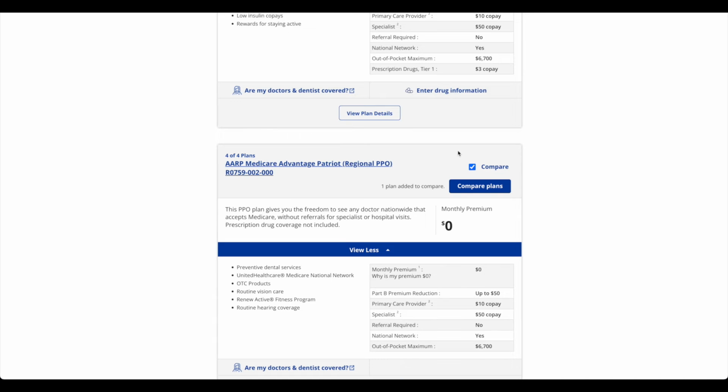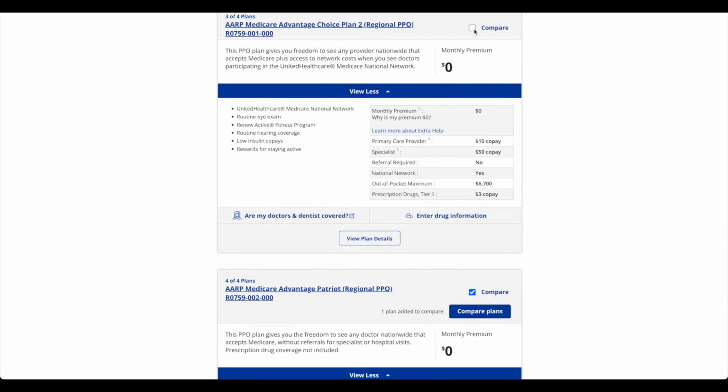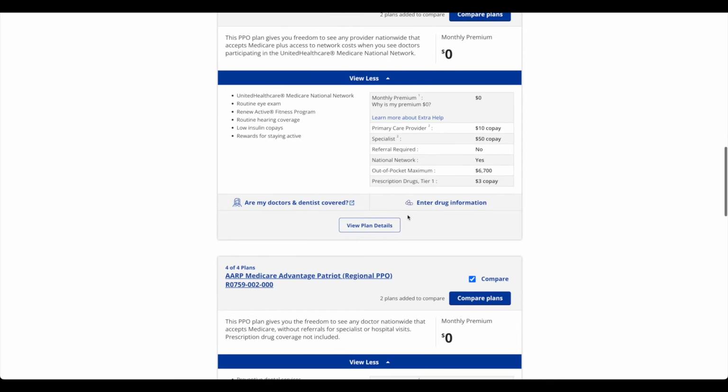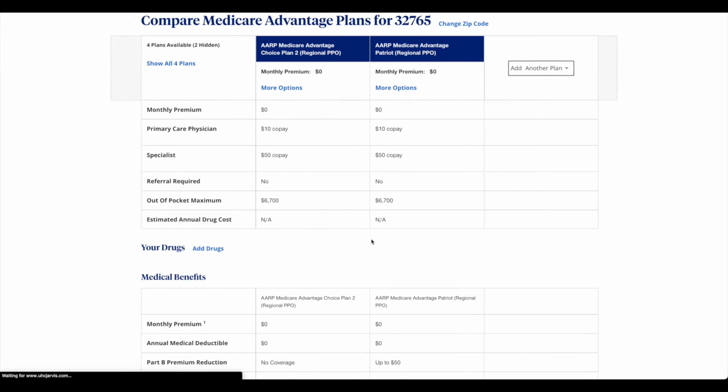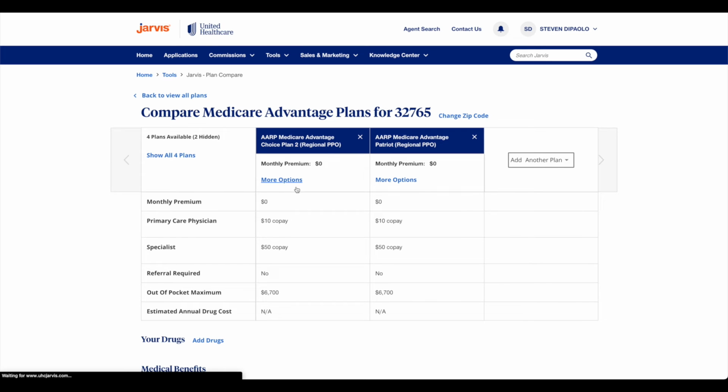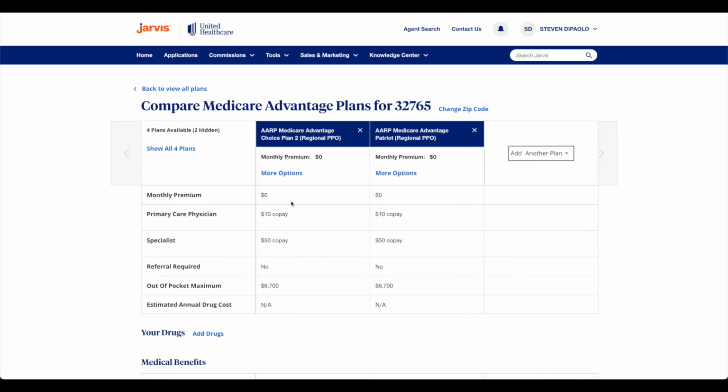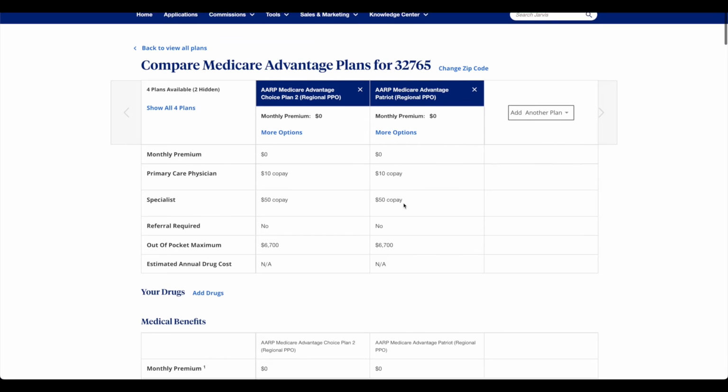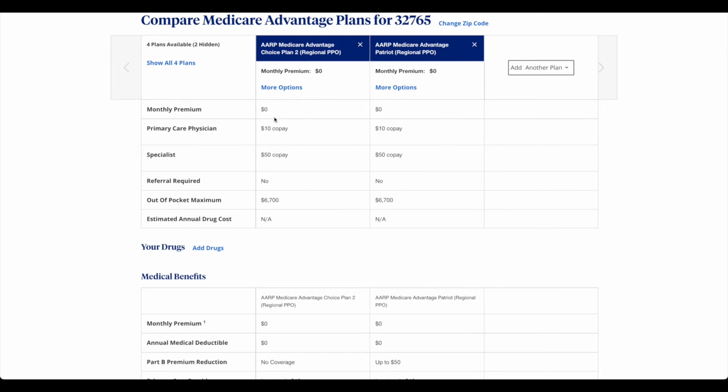Now I'll go ahead and quickly drop these two plans in a side-by-side and run through them real quick, just so you can see a little bit clearer how these two plans really compare. Again, we're looking at the one on the left, the regional PPO with that special prescription coverage for insulin. So this is an MAPD plan versus the one on the right, which is just an MA plan with no prescription coverage. But we can see pretty much the same coverage overall here.